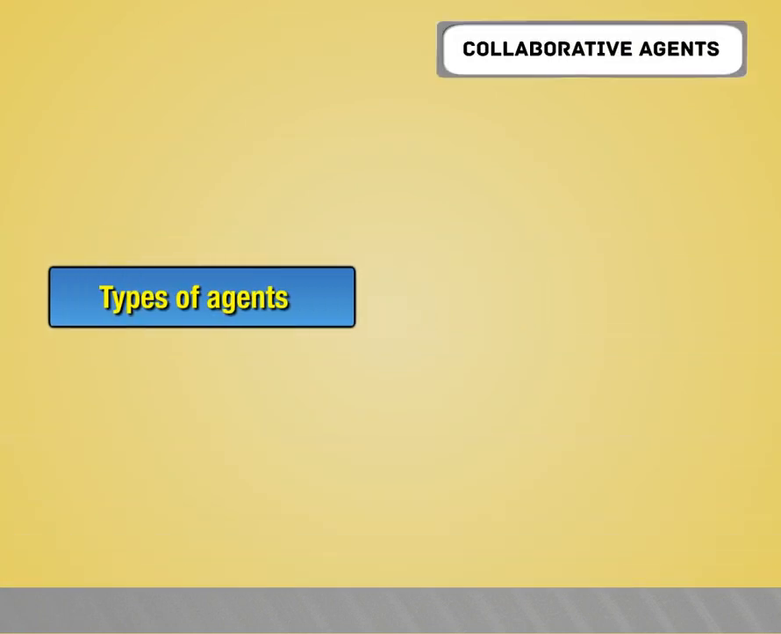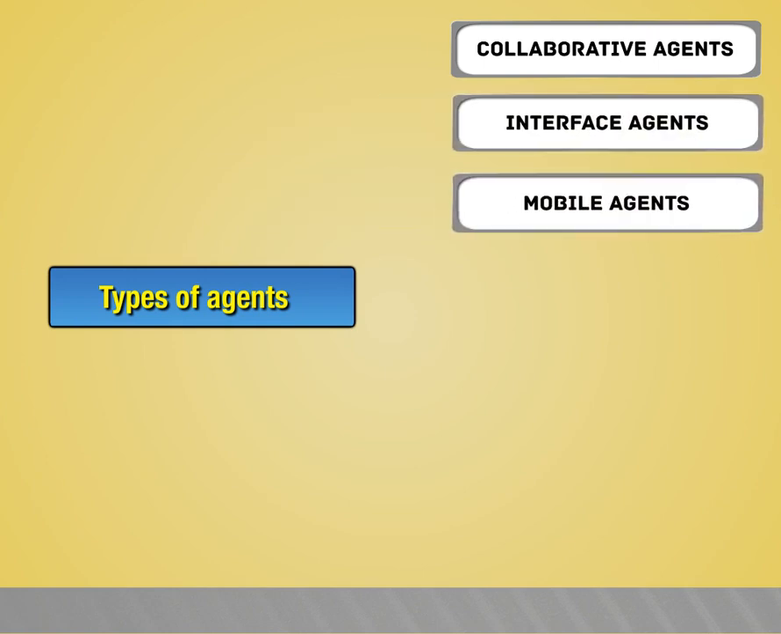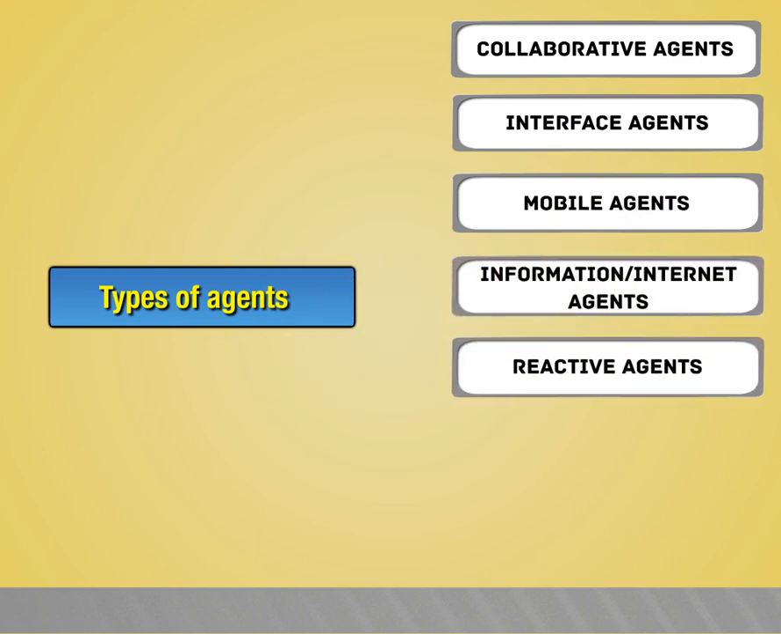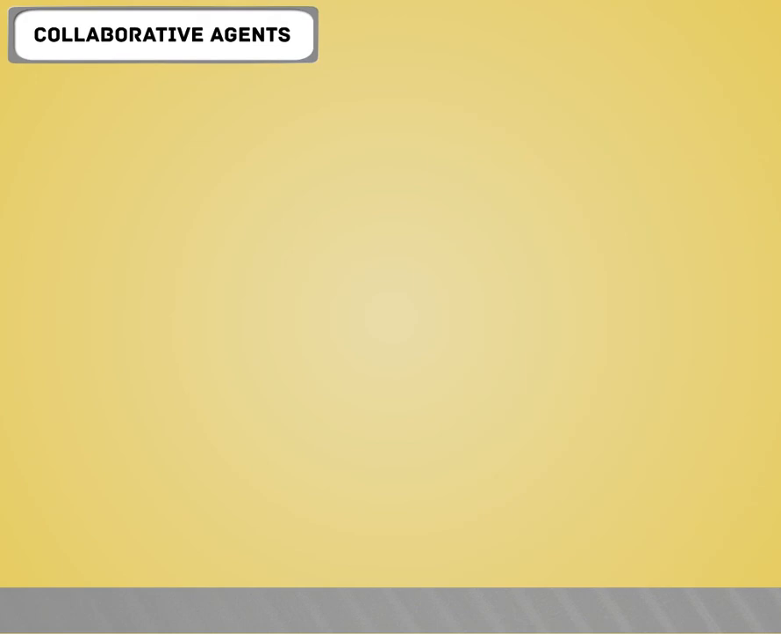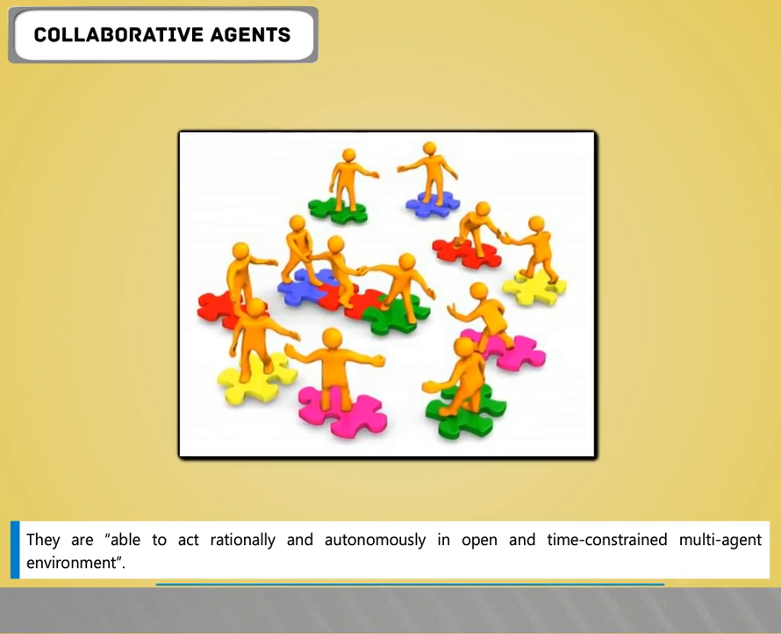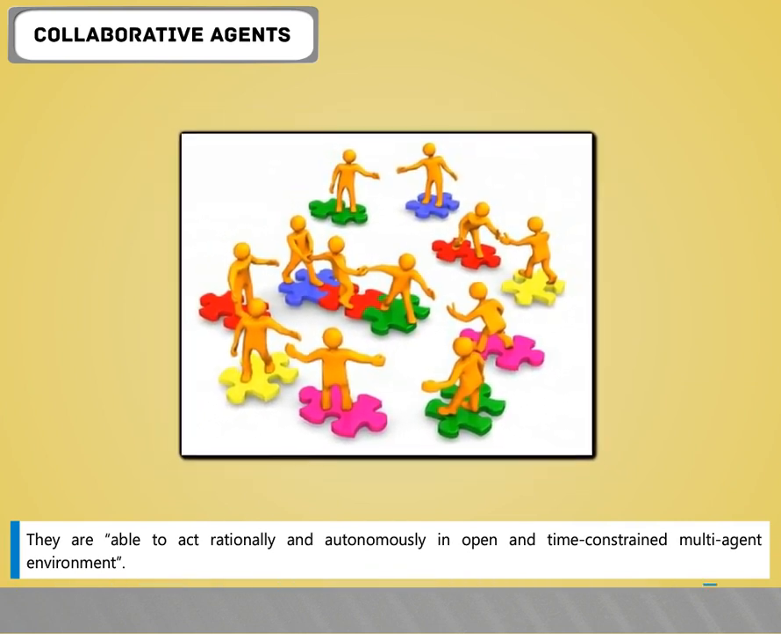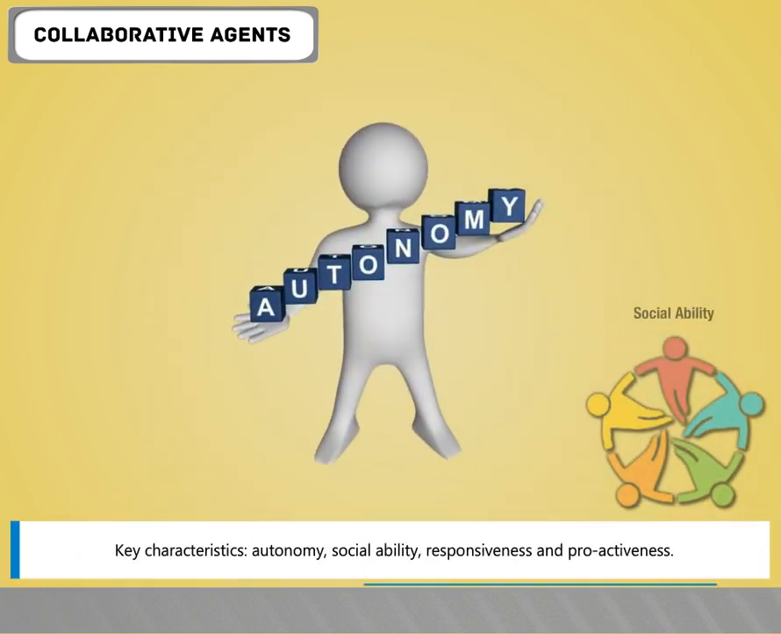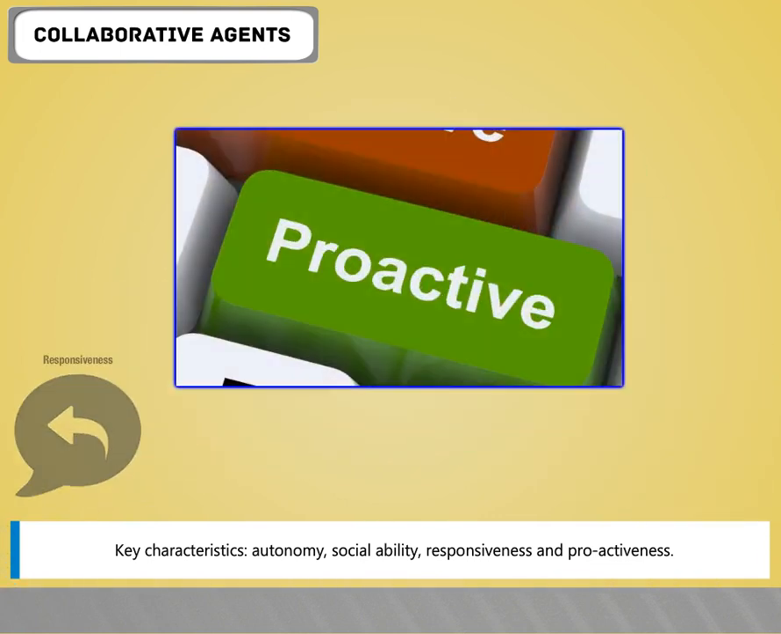Types of agents: collaborative agents, interface agents, mobile agents, information or internet agents, reactive agents, hybrid agents, smart agents. Collaborative agents: they are able to act rationally and autonomously in open and time-constrained multi-agent environment. Key characteristics: autonomy, sociability, responsiveness, and proactiveness.